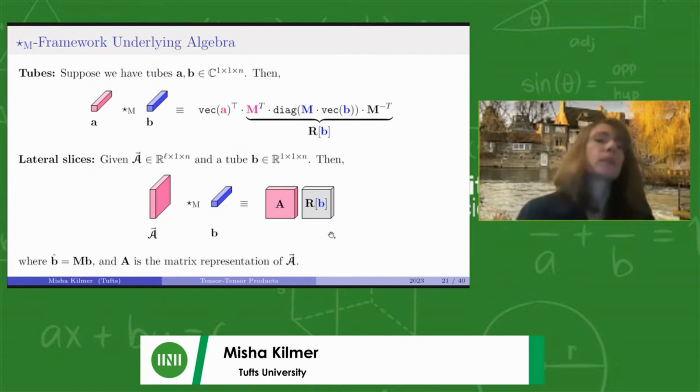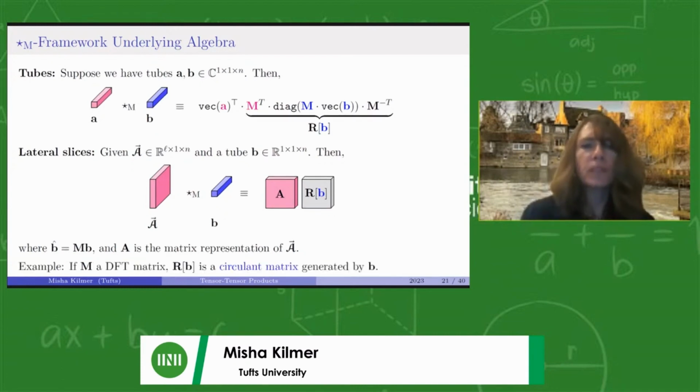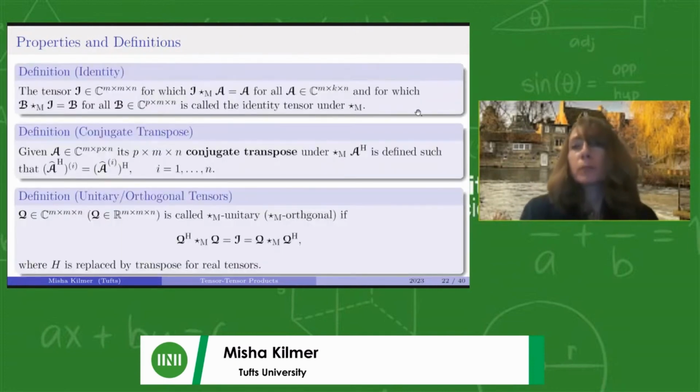So one example for this is that if M is a discrete Fourier transform matrix, then this structured matrix here will just be a circulant matrix generated by the vector B. And what that means is that this tube-wise multiplication, if M is a DFT matrix, is really just discrete convolution, and it means that the tube-wise operation commutes. Okay, so that's what I needed to be able to move forward with the framework.